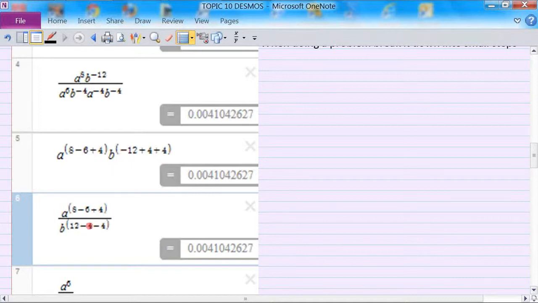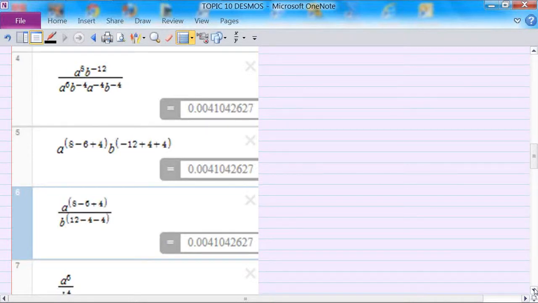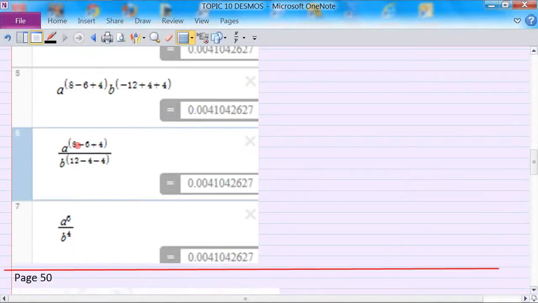So the minus 12 becomes plus 12, the minus 4 becomes plus 4, the plus 4 becomes minus 4, and this becomes a to the 6th. If we add these terms, 8 minus 6 plus 4 is 6, and 12 minus 4 is 4.